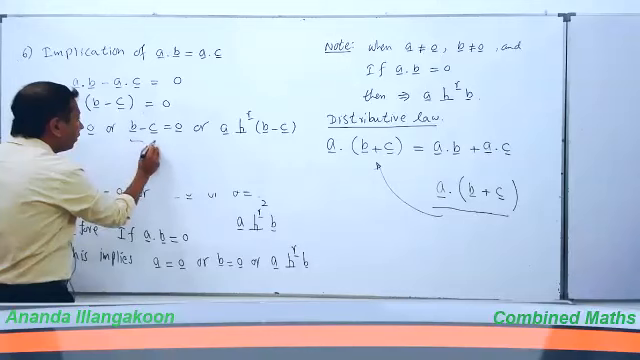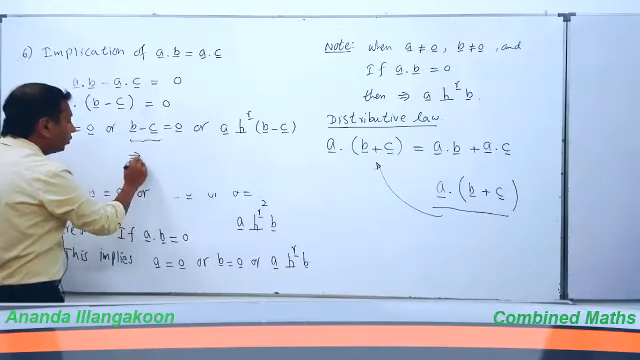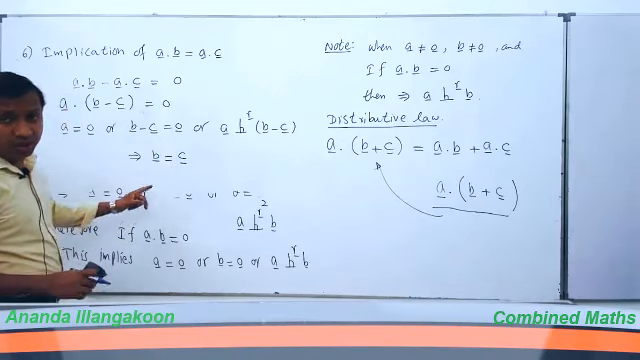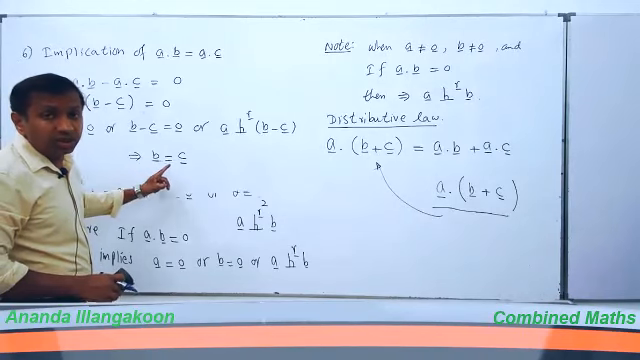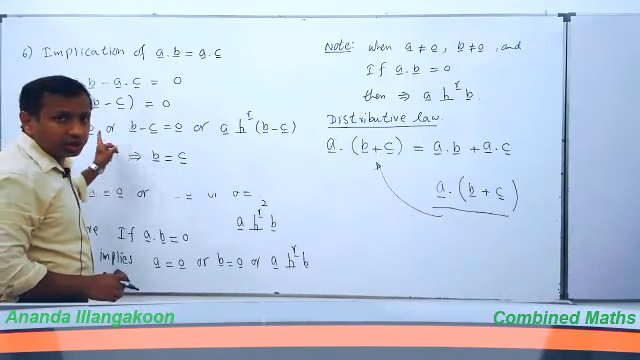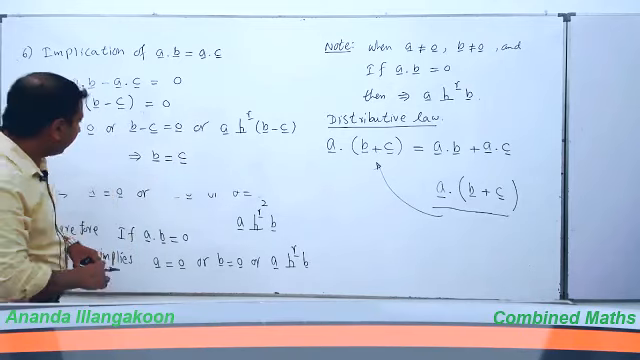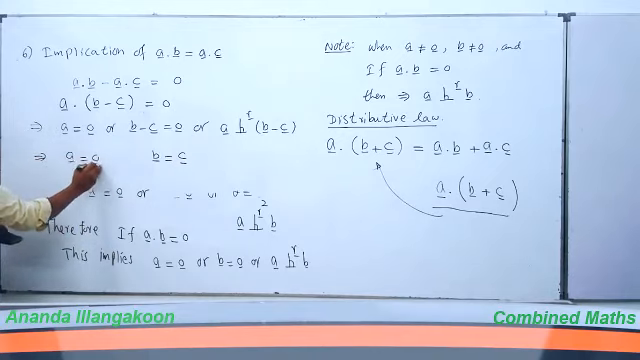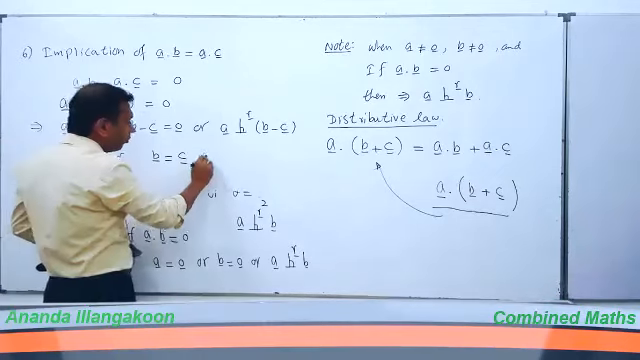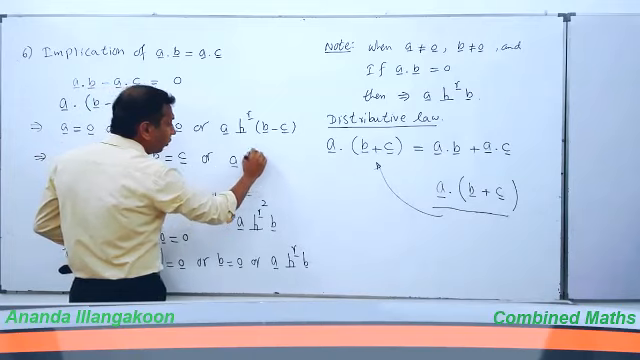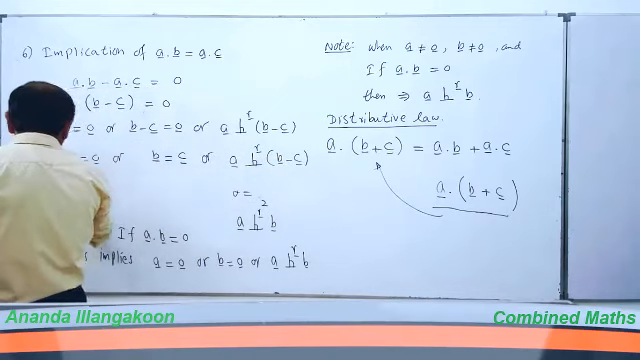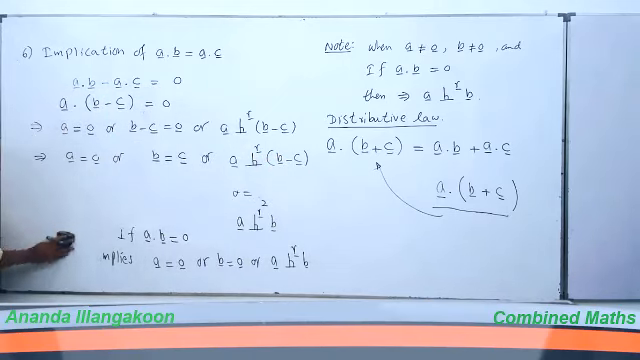People, by this only, taking this C to the right hand side, this gives us vector B is equal to vector C. So this is the one we thought, but that is only one solution. In addition to that, another two more results are available. So we can write finally, this implies that vector A is a null vector, or vector B is equal to vector C, or vector A is perpendicular to vector B minus C.